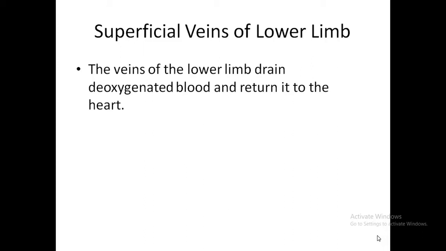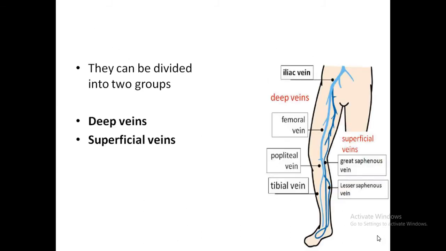The veins of the lower limb drain deoxygenated blood and return it to the heart. They can be divided into two groups, the deep veins and the superficial veins. The deep veins are located underneath the deep fascia of the lower limb, accompanying the major arteries, whereas the superficial veins are found in the subcutaneous tissue. They eventually drain into the deep veins.